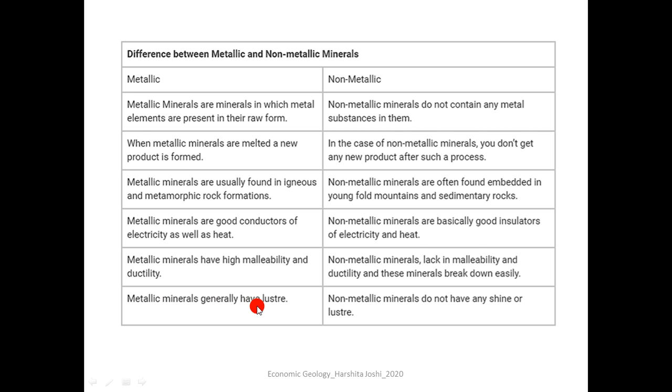Then metallic minerals generally have luster. The metallic luster is the basic physical property of a metal. Likewise, metallic minerals also have luster. Non-metallic minerals are usually dull. They don't have shine like a metal. As you have seen, gold will shine, right? Whereas a dolomite may not shine.